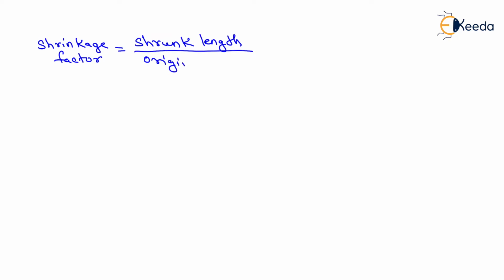Now what is the formula of shrinkage factor? It will be the ratio of shrunk length upon original length. The shrunk length is already given in the question, it will be equal to 9.2 centimeter, and the original length is 10 centimeter. So the shrinkage factor will be equal to 0.92. After finding the shrinkage factor, we will compute the shrunk scale.